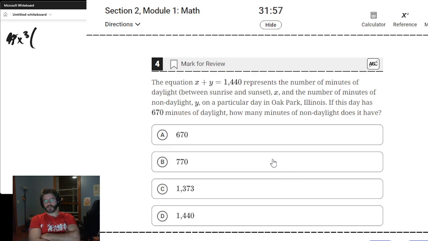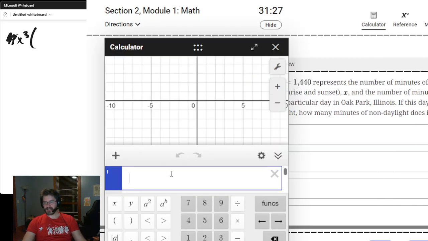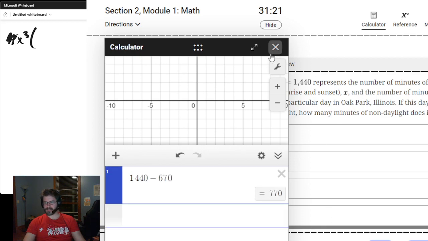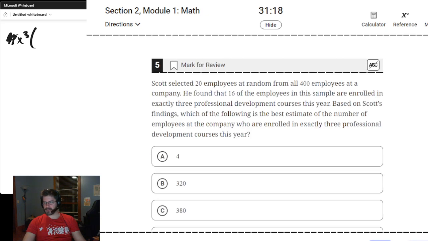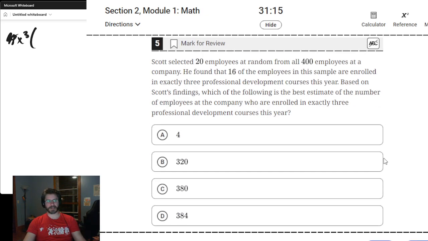Linear function in standard form. Learn the forms: slope intercept, point slope, standard form. Make sure that you learn the forms and name them as you do it. So we've got standard form. Minutes of daylight, X number of minutes non-daylight is Y. Okay. Oak Park, Illinois. Nice. I live very near there. If this day has 670 minutes of daylight, so that's X is what they're giving us, how many non-daylight? So basically we're going to do 1440 minus 670. In Desmos, you can just type that in, 1440 minus 670, and boom, 770. Don't forget that Desmos is a fully functioning calculator. It's not just for graphing.